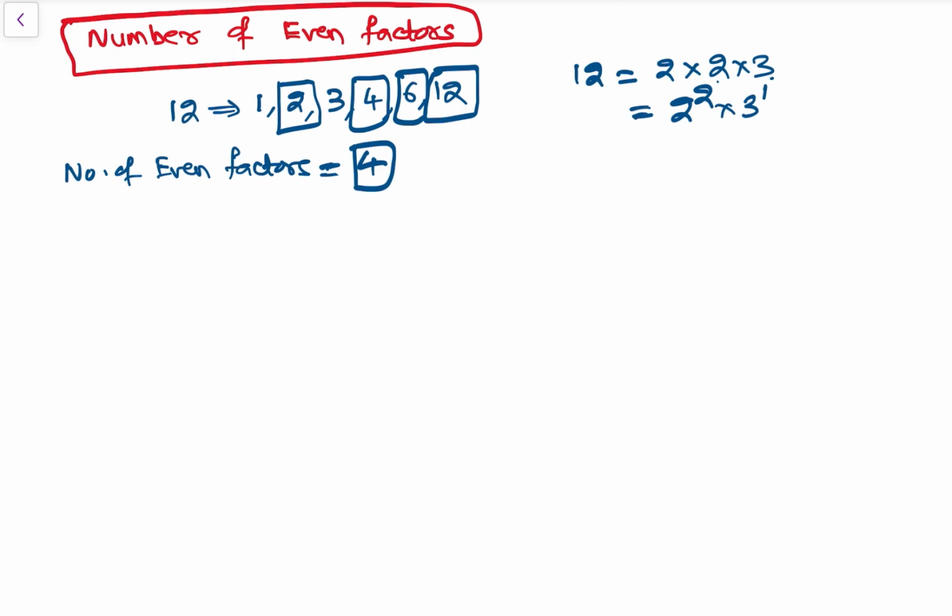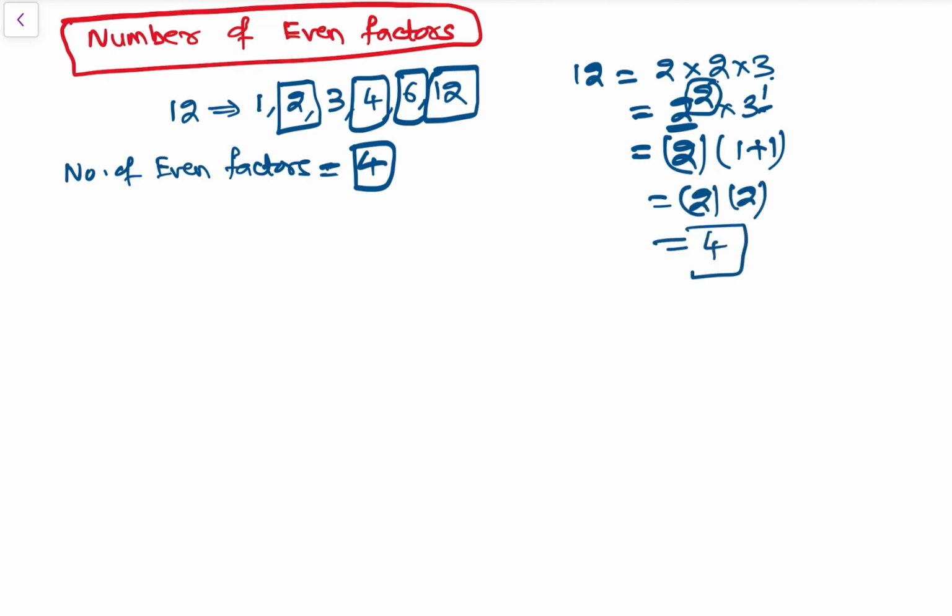ठीक है, so to get even factors we keep even number's power as it is. 2 is an even number, so even number का power we will keep as it is. जो +1 ऐड नहीं करेंगे, into जो normal odd numbers का power है उसमें ऐड करेंगे +1, 1 + 1. So that is 2 into 2 is equal to 4. So even factors are 4 जो आएगा.